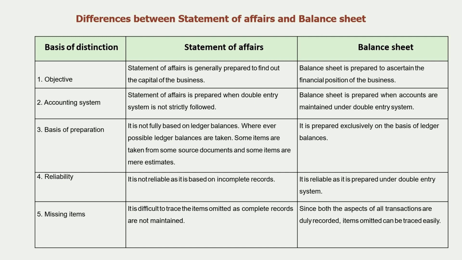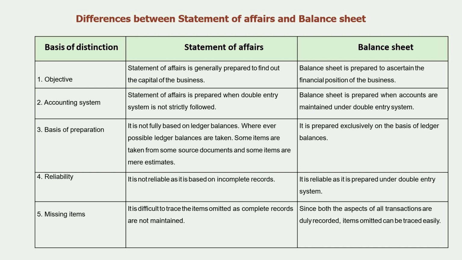When coming to accounting system, statement of affairs is prepared when double entry system is not strictly followed. On the other hand, balance sheet is prepared when accounts are maintained under double entry system. Basis of preparation. Statement of affairs is not fully based on ledger balances. Wherever possible, ledger balances are taken. Some items are taken from source documents and some items are mere estimates. On the other hand, balance sheet is prepared exclusively on the basis of ledger balances.